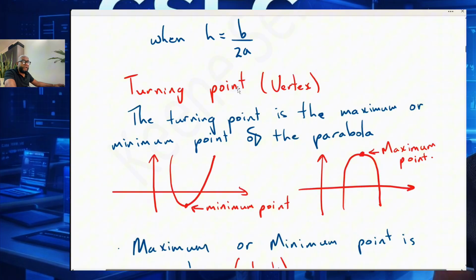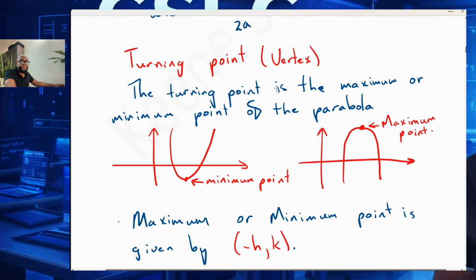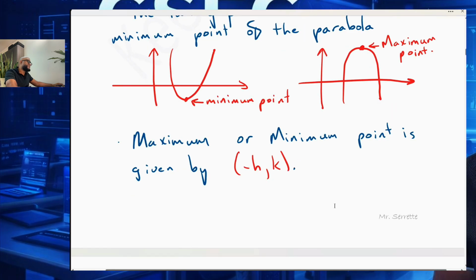So the turning point, or your vertex, right? The turning point is the maximum or minimum point of the parabola, right? At the base here, the lowest point on your curve would be the minimum point. The highest point on this maximum curve will be the maximum point. Bottom of the valley, top of the mountain, right? So your maximum or minimum point is given by negative h comma k, right?